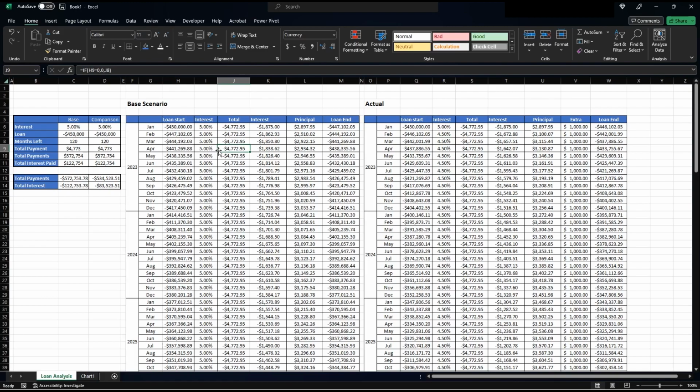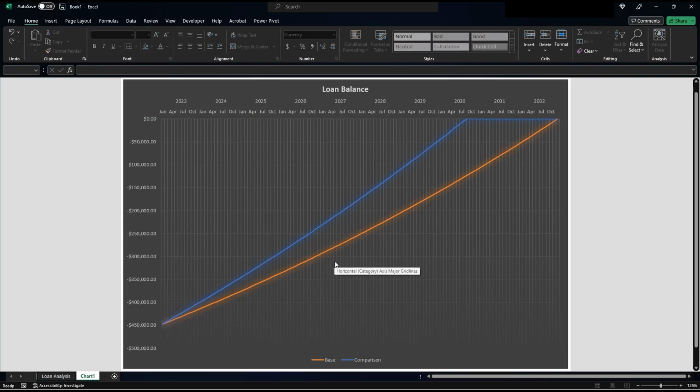And then on the left here, I've got my baseline loan payment, so I can see if I'm tracking above or below what I'd originally hoped to do.